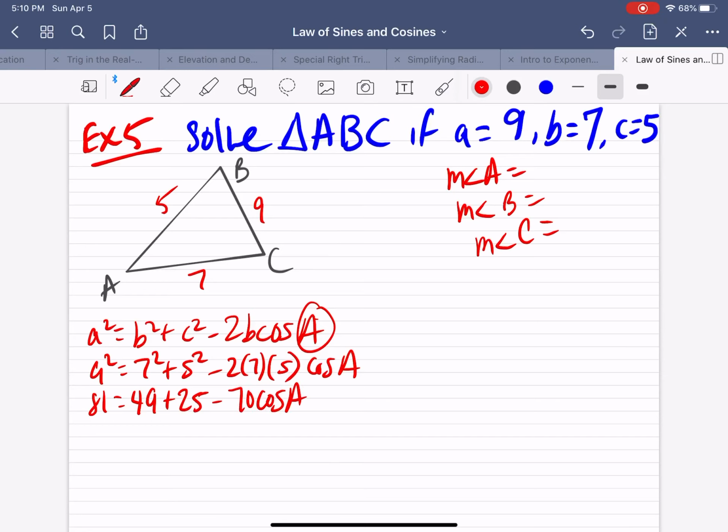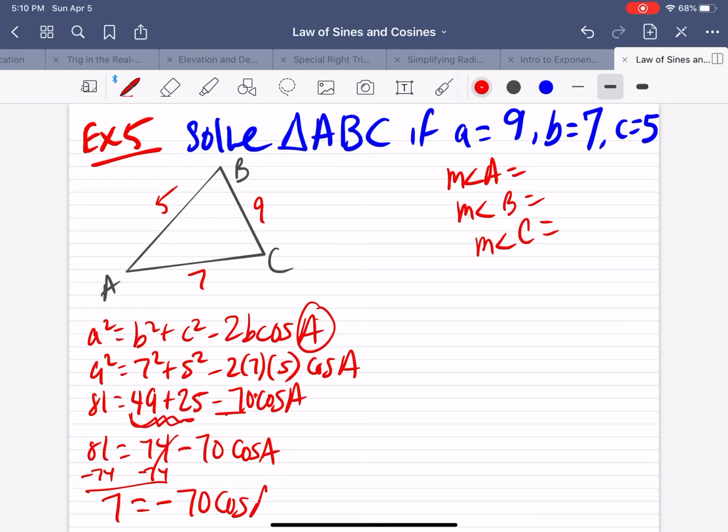So we're trying to solve for A. So first, let's combine the like terms. You get 74. Notice that you did not combine these two with the 70 because this 70 is being multiplied by the cosine. So to solve for A, you subtract 74 from both sides. You get 7. So 7 is equal to negative 70 cosine of A. That negative 70 is being multiplied by that cosine, so you divide both sides by it.